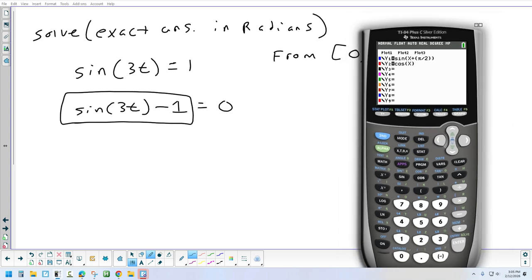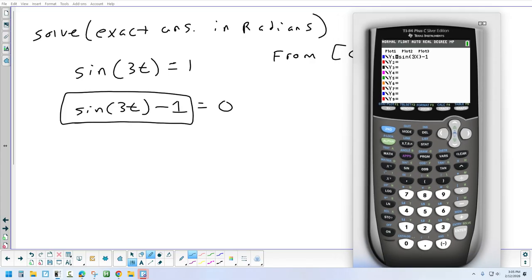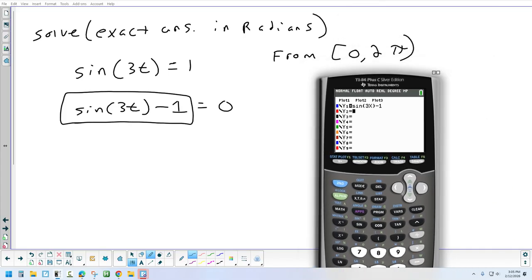All right, so sine 3x. Make sure that minus 1 is on the outside of the argument, not inside. And because they said exact answers, what should I do on my calculator? Because this is the only way to get the exact answer.